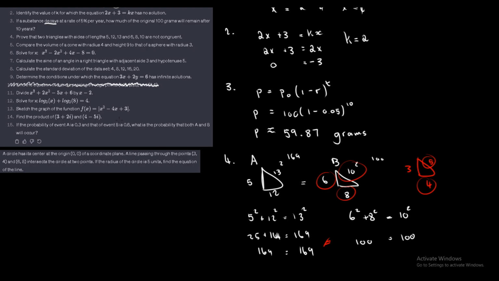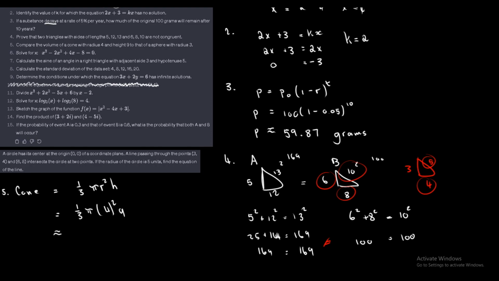Okay, let's do number 5. Compare the volume of a cone with a radius of 4 and a height of 9. So let's see. The volume of a cone, usually in the SAT, all these formulas will be given. But just based on my knowledge, I already know these formulas. There's no real need to memorize them for the SAT since they're all given. Okay, so we have a radius. The radius is 4 squared, so that's 16, times the height, which is 9.